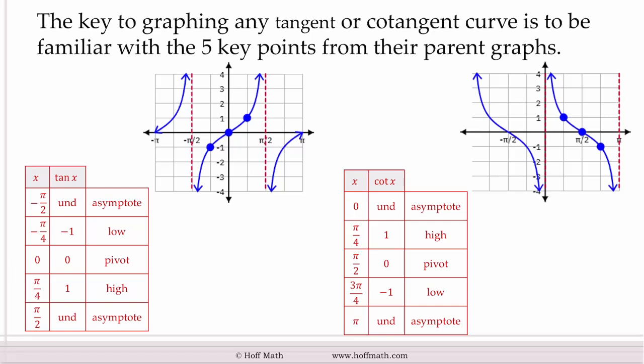So students need to be familiar that the parent tangent curve happens between negative pi over 2 and pi over 2. And then your low point is at negative pi over 4, and then 0, and then pi over 4, and then pi over 2. The cotangent curve, of course, is a little bit different.